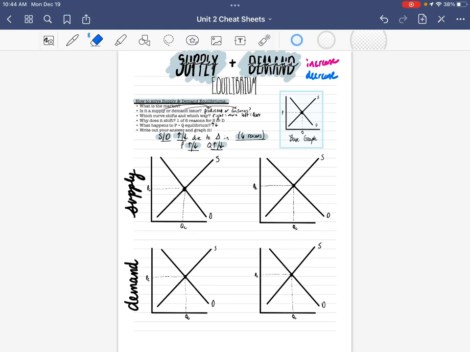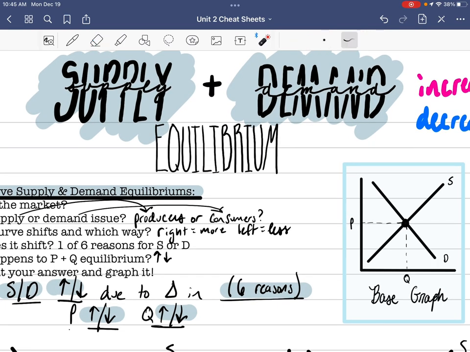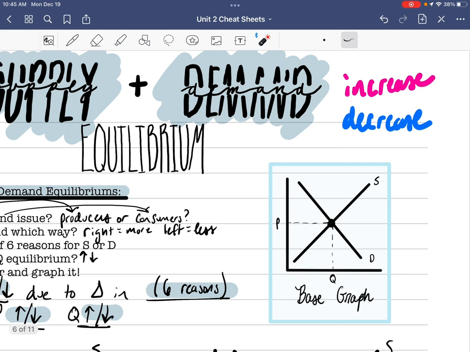All right, today we're going to be doing a supply and demand equilibrium cheat sheet. So up at the top, first of all, you're going to need a sheet of paper and 2 different colors. Up at the top, I want you to label it supply and demand equilibrium cheat sheet. And I want you to choose what colors you are going to use for increase and decrease. I'm going to use a pink color for increase and a blue color for decrease.